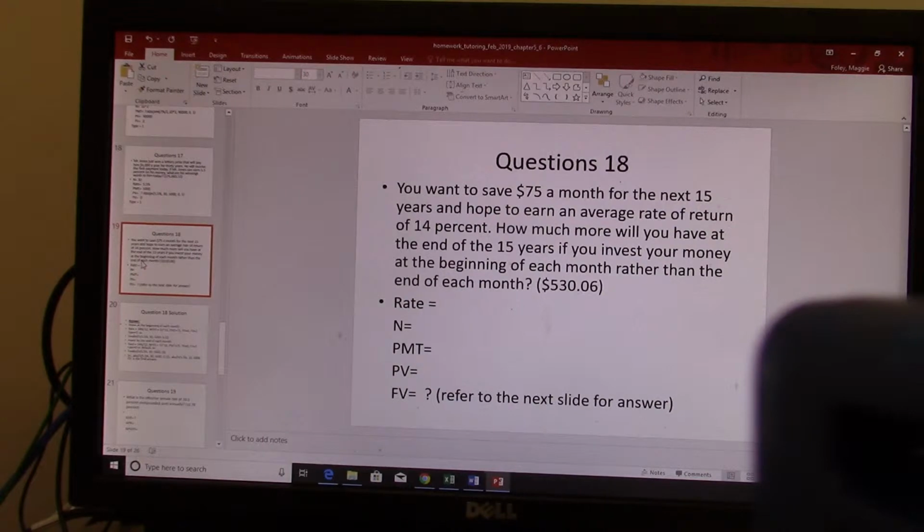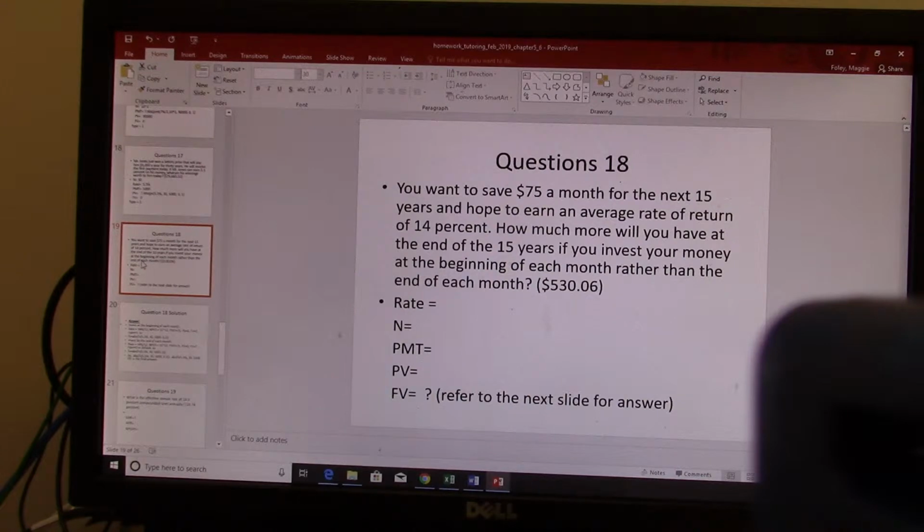Question 18. You want to save $75 a month for the next 15 years, and your return is 14%. How much more will you have at the end of the 15th year if you invest your money at the beginning of each month rather than the end of each month? So it's asking, if it's an annuity due, how much is the future value, but if it's an ordinary annuity, how much is the future value? All the other information is the same for the two questions.